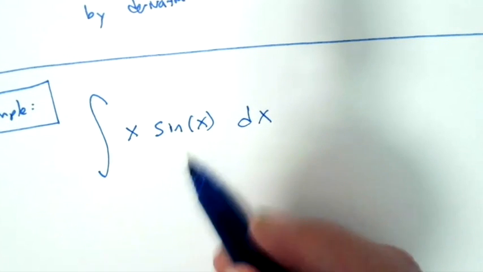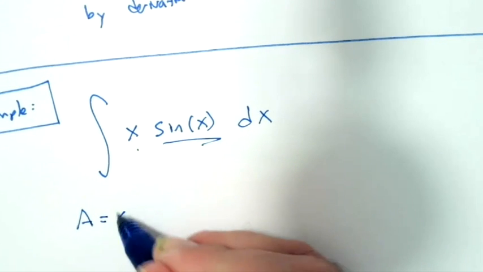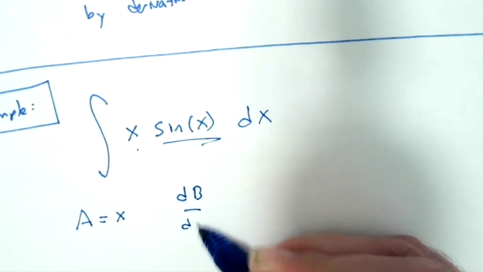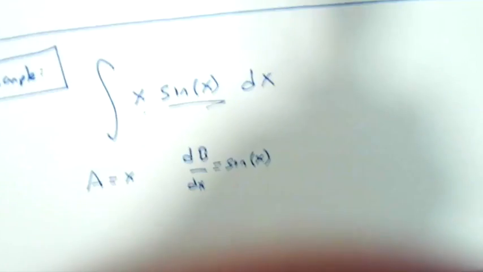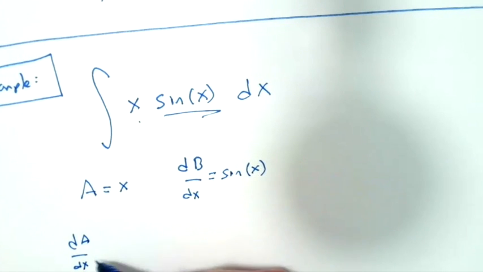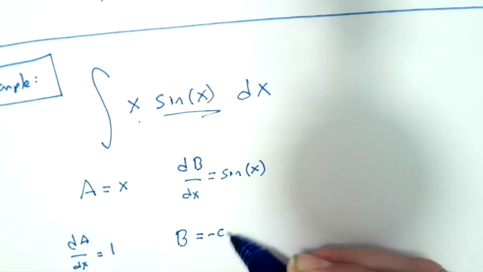I'm going to trust that it's written in the right order. It might not always be. Let's say that A is equal to x and that dB is equal to sine of x dx. What would that give me in terms of the other pieces? Then I would have dA, the derivative of x, which is equal to 1, and the antiderivative of sine of x is negative cosine.